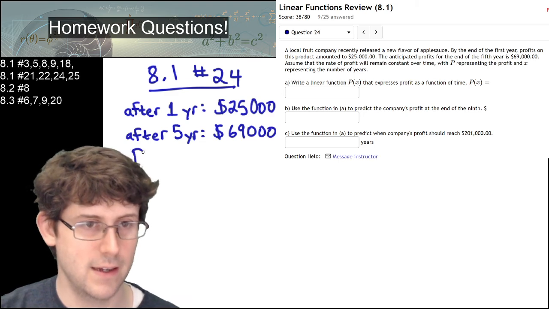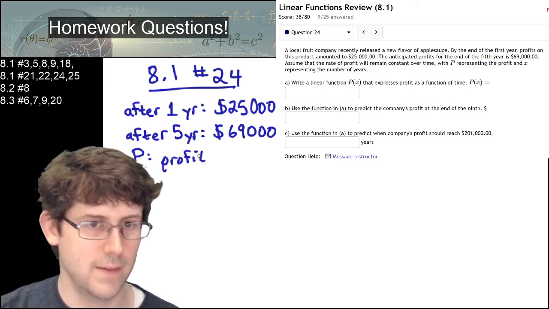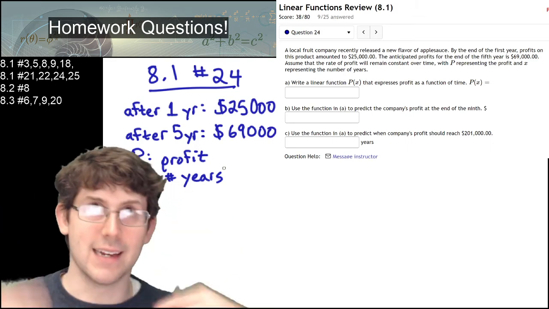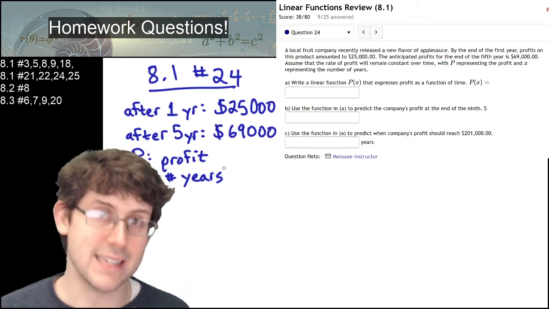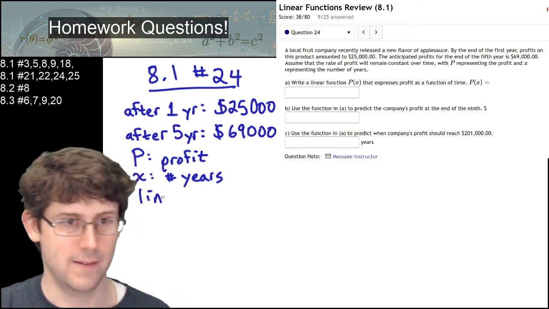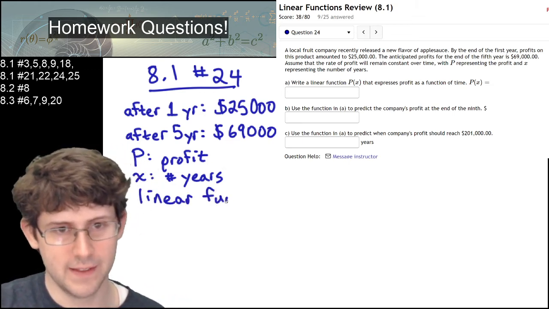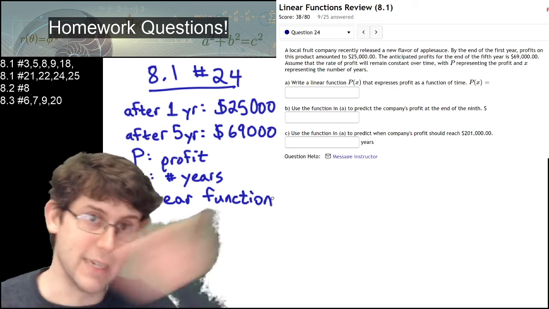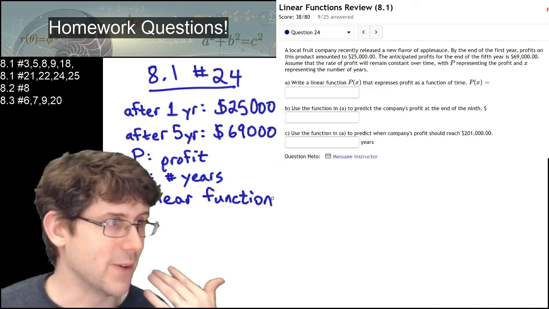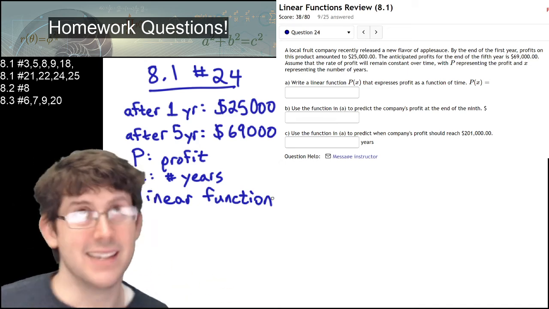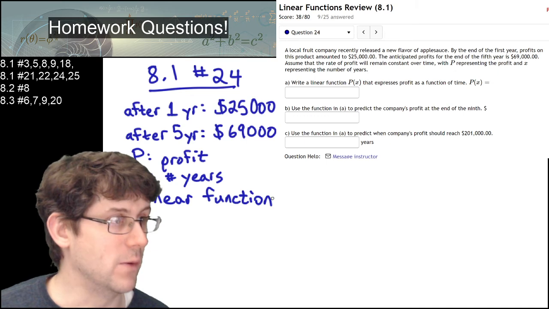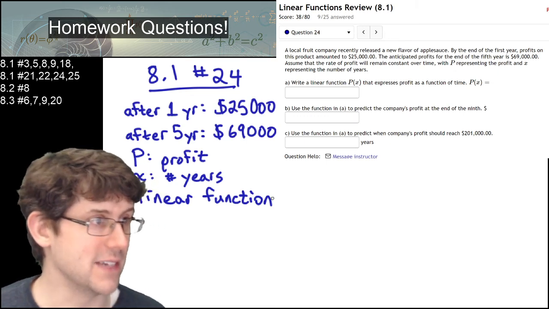P is the profit, and X is the number of years. When it tells you that the rate is the same, like a constant rate, they're talking about a line. Or in the language of this section, we're going to make a linear function that has inputs and outputs with the relationship being a line. So that phrase, the rate of profit is constant, a constant rate is a constant slope, and that means it's a line. Okay, write a linear function that expresses the profit as a function of time.